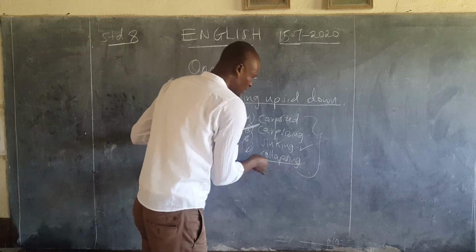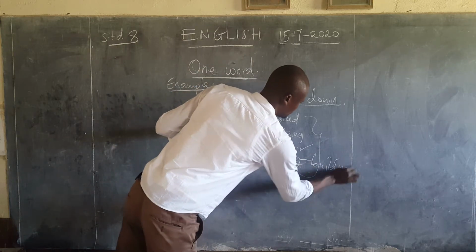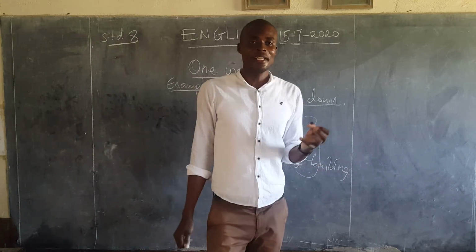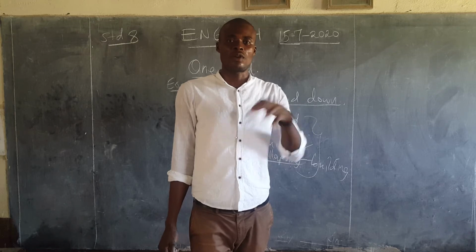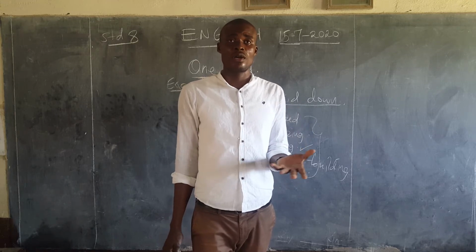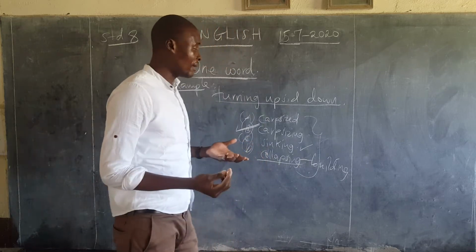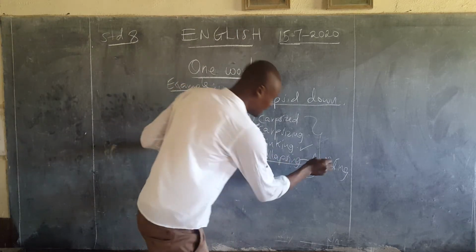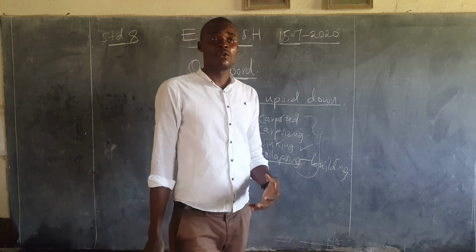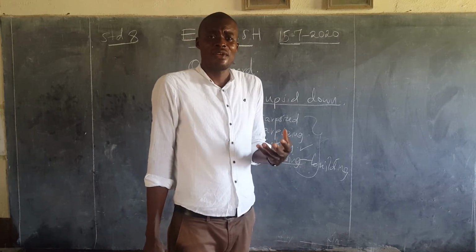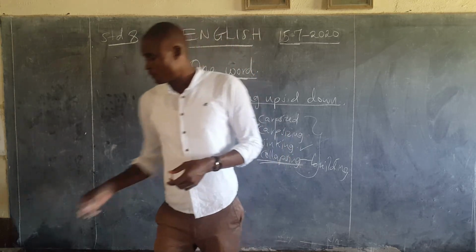Then collapsing is for a building. A building can collapse, mostly when it has a problem, maybe if it's weak, it can collapse and kill people or bring a lot of damage. Collapsing is used for a building, or even somebody, because when you lack enough energy, you may collapse. So much for that.